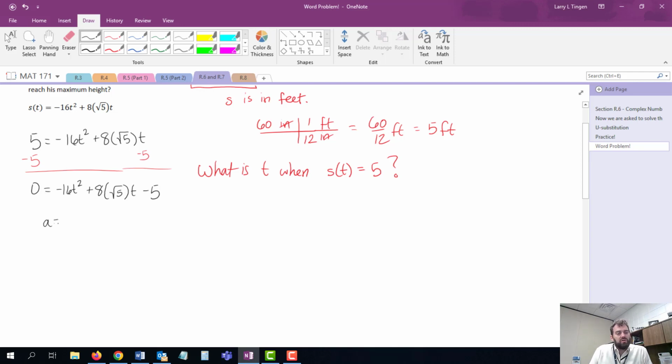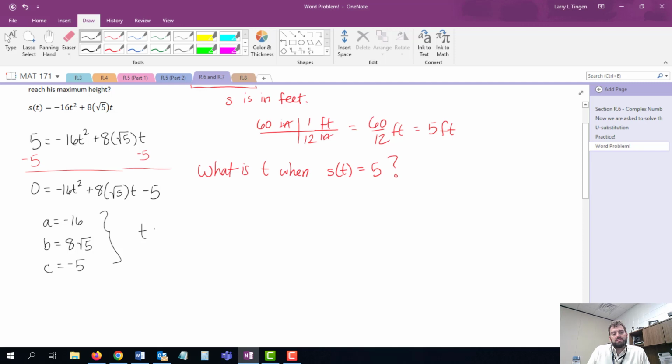Now, let's take stock of what we have because, again, it's just an odd-looking problem. My coefficients are negative 16 for A. B is 8 times the square root of 5. That is just a number. And then C is negative 5. So what do I do with all this? I plug this into the quadratic equation.